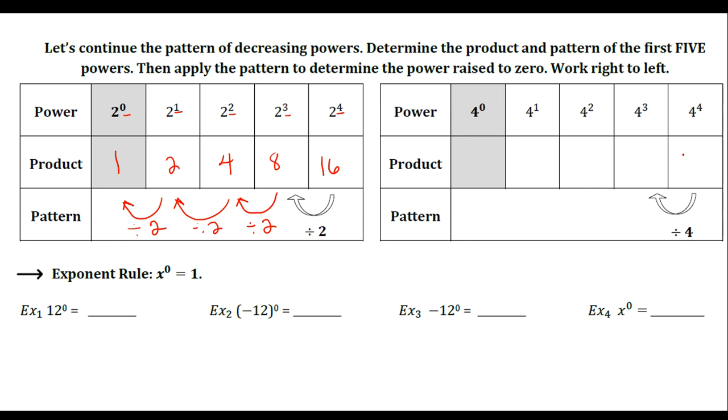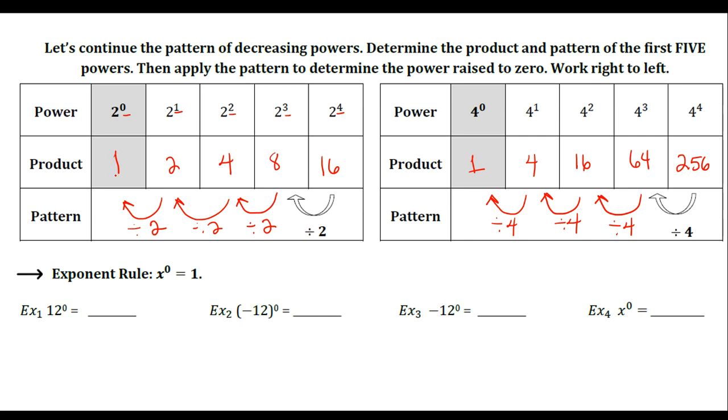So let's go here. We have 4 to the fourth, which is going to be 256. 256 divided by 4 is 64. Then we're going to take 64 and divide it by the base of 4, and we get 16. Therefore, 4 squared is 16. Let's take 16 and divide it by our base of 4, and we get 4. 4 to the first is 4. Now look, 4 divided by 4 gives us 1.